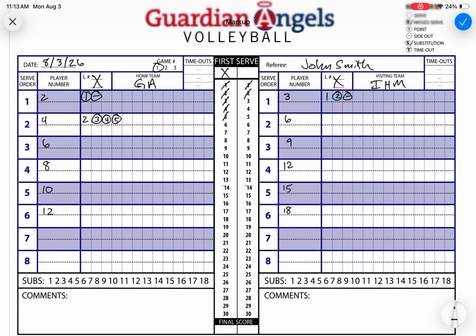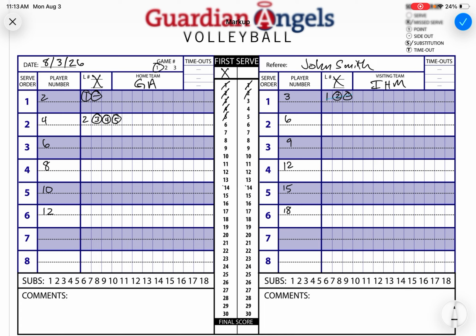So number 4, after the timeout, goes back to serve, and let's say they miss their serve. So IHM gets awarded their 3rd point. And now let's say that IHM is going to substitute number 6 because they want a different server. So what you're going to do is you're going to cross off 6, and let's say number 8 is coming in for number 6. You're going to also put this in here and indicate it with an S for substitution, and then you write 8 over 6 because 8 subbed in for number 6.